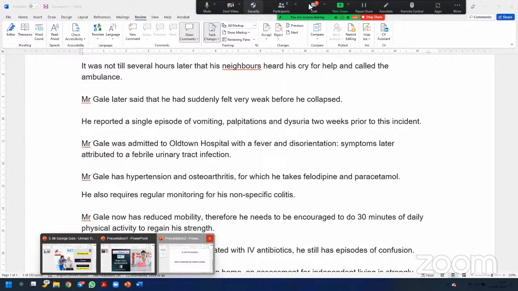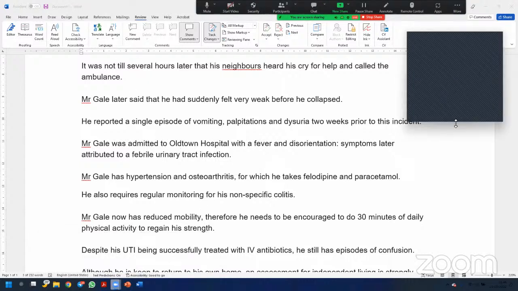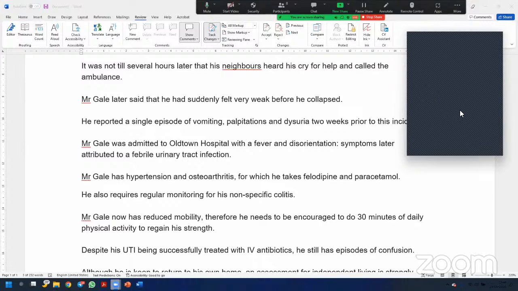Very good. Those who are going to survive this session are going to provide those quality sentences. Now, Mr. Gale, a comma is not required. Next one.